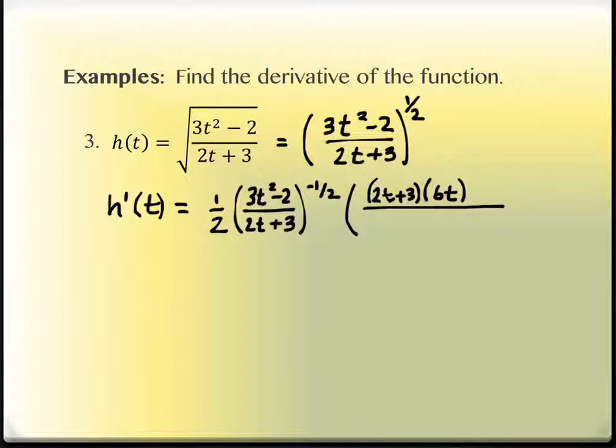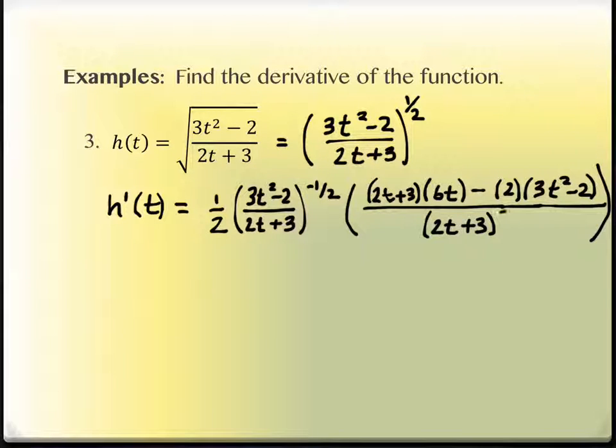Good. What sign comes next with the quotient rule? It's a subtraction sign or minus sign, yeah. Now what do I need? The derivative of the denominator. What is the derivative of the denominator? 2. And the numerator, 3t squared minus 2. What goes in the denominator? 2t plus 3 squared.